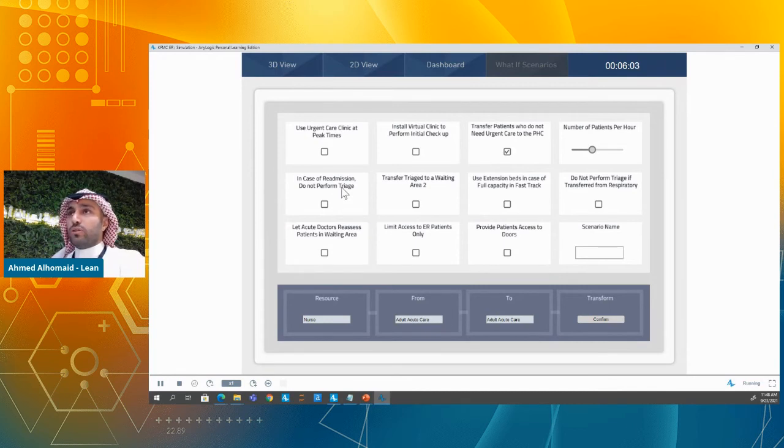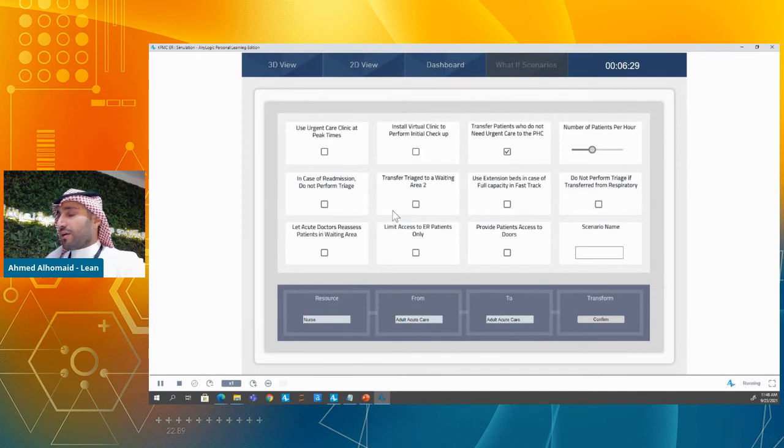So anyone who comes as a readmission case will be admitted to the unit that they need right away without performing triage. But it could be problematic, because some of them will go to the unit they need, and then the doctors will realize they actually need further help. We need to take their vital signs again, which will increase the waiting time and increase the crowding in the ER department.